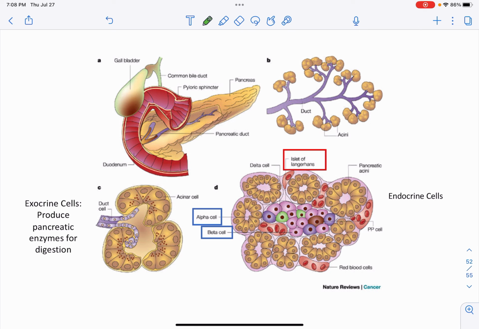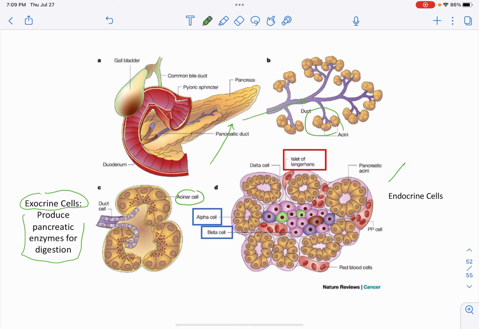So let's start with the exocrine cells. So again, exocrine has to do with digestion. So if you take a closer look at the pancreas right here, here's that main pancreatic duct. There are clusters of cells called acini, okay? Within the acini are these individual acinar cells. And these are the cells that are going to be producing those pancreatic enzymes that are going to be needed for digestion.